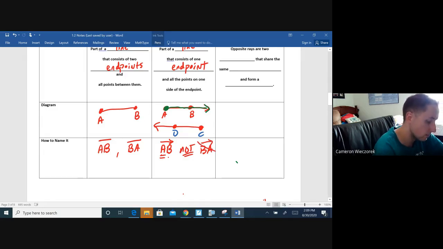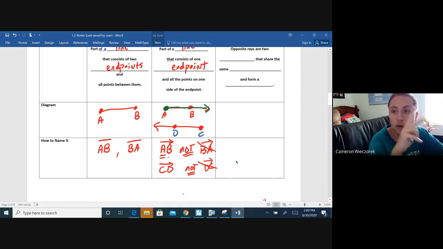It is not BA. And then the one on the bottom starts at point C and it goes forever in the direction of point D. Put my ray symbol. It is not ray DC, because it doesn't start at point D, it starts at point C. So basically the letter order for a segment or a line can be whatever you want. Doesn't matter which order you list the letters in, but for a ray, the order matters. You have to put the endpoint first, and then the second letter you list is the direction it's going in.